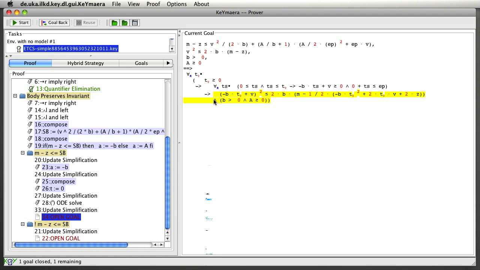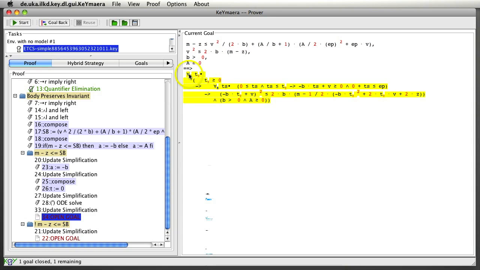Now this looks a little bit different than our loop invariant because it's actually the loop invariant with the solution of the differential equation at time t0. So here, for example, we used to have v squared. Now we have the v at time t0 squared, so v plus acceleration times time squared. And similarly here we used to have m minus z. Now we have the position of the train at time t0. Okay, so what can we do?